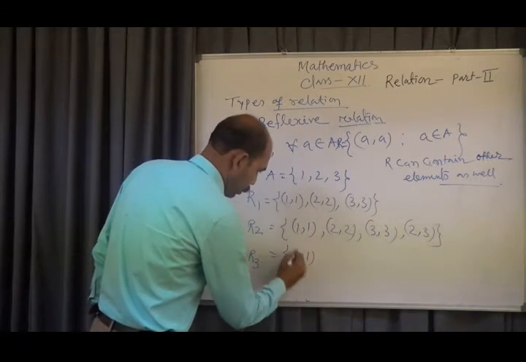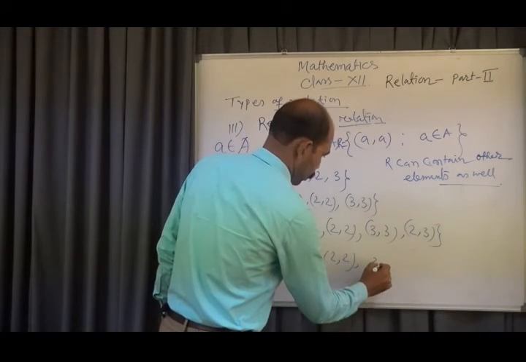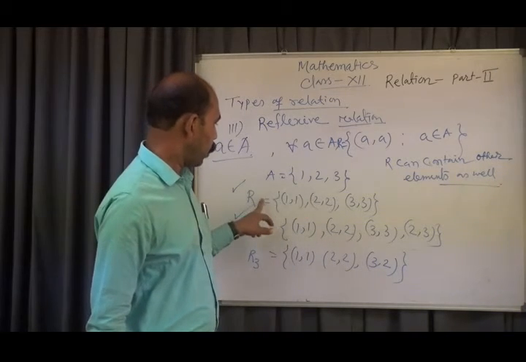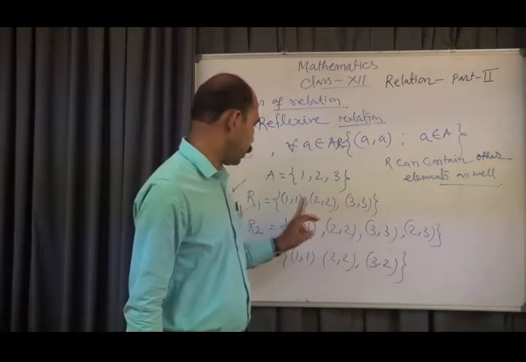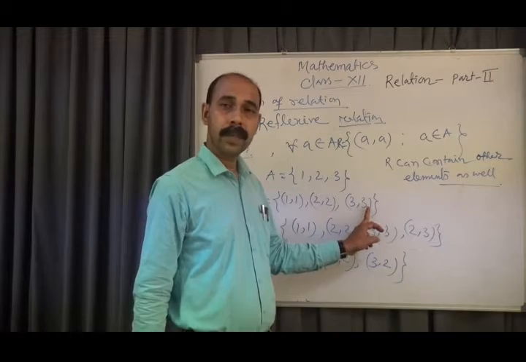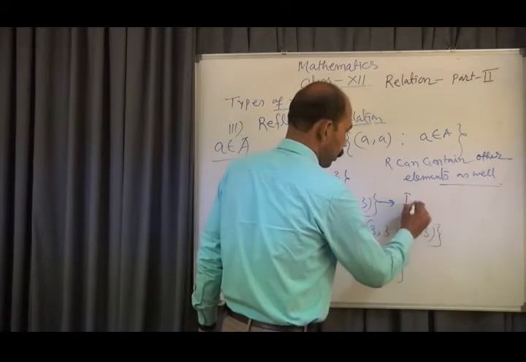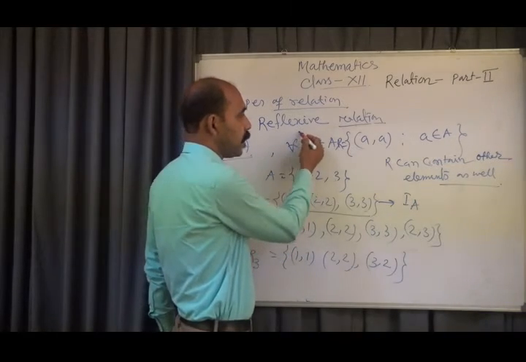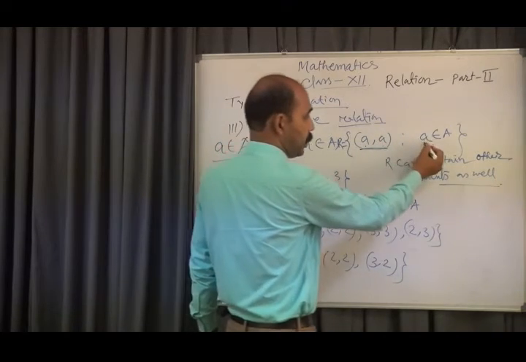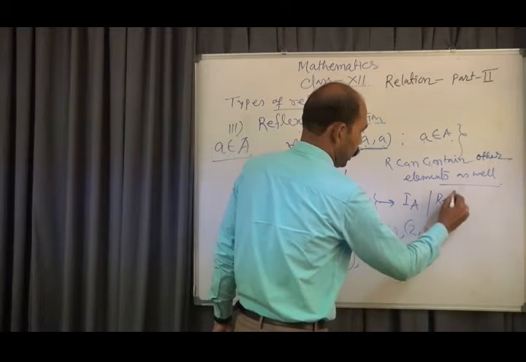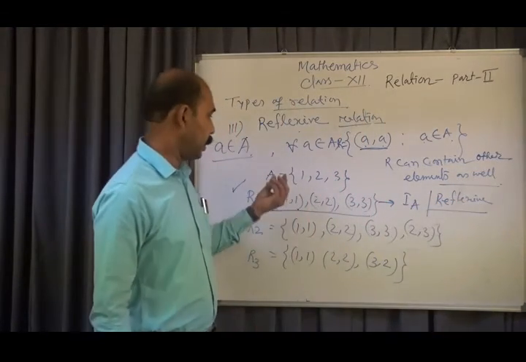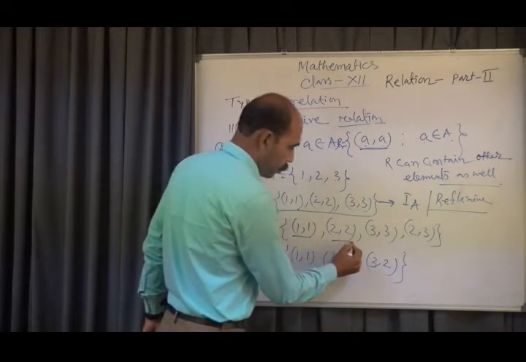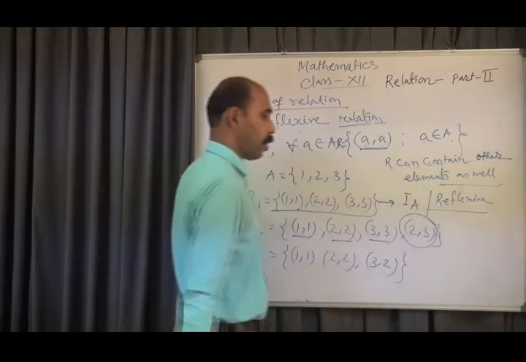And here R3 equals {(1,1), (2,2), (3,2)}. Now, if I take these three relations on A, then in R1 you see that 1 is related to 1, 2 related to 2, and 3 related to 3. This is an identity relation on set A, because every element of A is related to that element only. And what is a reflexive relation? Every element a is related to a, that is, (a, a) belongs to R. This is also a reflexive relation. So R1 is an identity relation as well as a reflexive relation. But in the second case, you see that (1,1), (2,2), (3,3), and (2,3): one extra pair is there, (2,3).